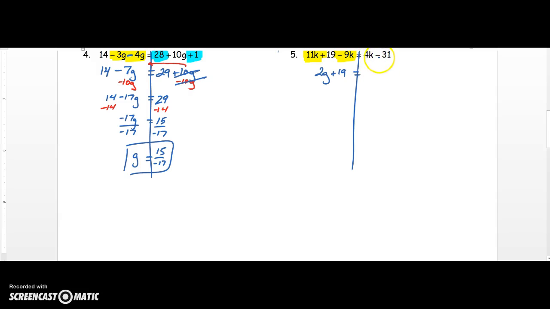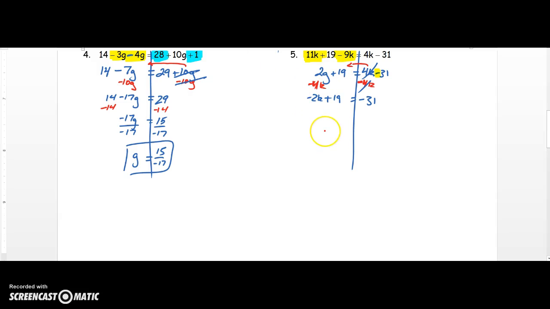On the right side, do we have any like terms? No. So just rewrite 4k minus 31. Let's go ahead and put the variables together. So we have negative 4k. We have to move to this side. So how are we going to get rid of 4k? We're going to subtract 4k. Why? A positive, we're going to do negative on both sides. So 2 minus 4 is now negative 2k plus 19 equals, those cancel, you're left with negative 31. Please, please, please pay attention to the negative right there.